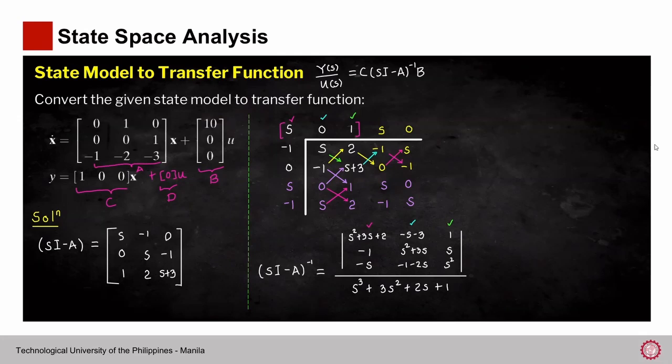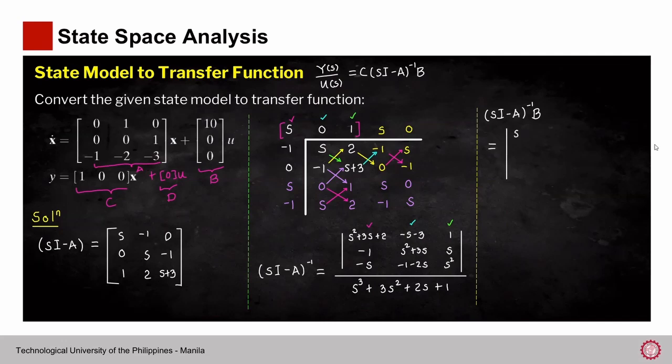So, unahin natin yung multiplication by B, guys. Okay. In this particular case, pwede naman din unahin yung C. I think you'll get the same answer, pero nakasanayan ko nang unahin yung B. So, we will do that. So, paano po yun? Okay. So, we have the quantity SI minus A inverse multiplied by B. Okay? So, yung result kanina, let me rewrite the result, no?